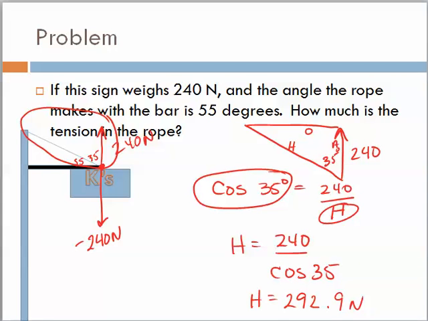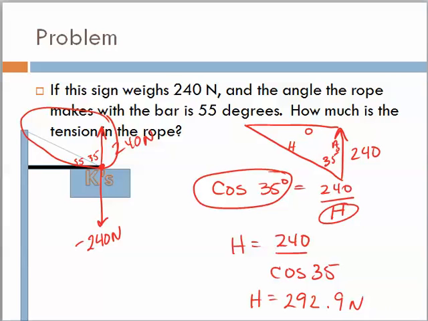What that tells us then is the hypotenuse has a resultant force acting on it of 292.9 newtons. So you can see that even though the sign only weighs 240 newtons, this cord is feeling a tension, or a force in it, of 292.9 newtons.